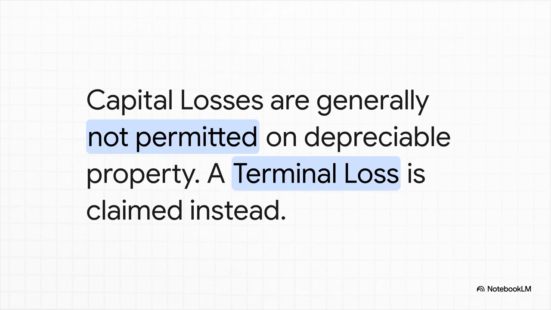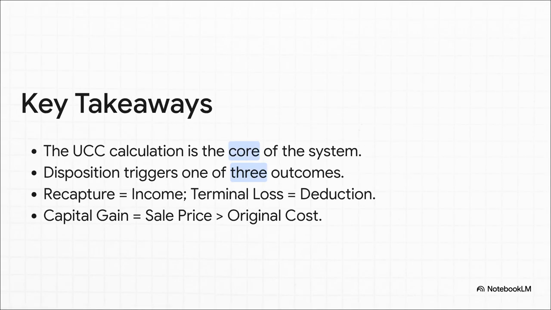So, let's just boil this all down to the essentials. First, everything revolves around that undepreciated capital cost, or UCC calculation. Second, when you sell an asset, it's going to trigger one of only three main tax events: recapture, which gets added to your income, a terminal loss, which you get to deduct, or a capital gain, but only if you sell for more than what you originally paid. If you can keep those three outcomes straight, you've really mastered the core logic of the CCA system.